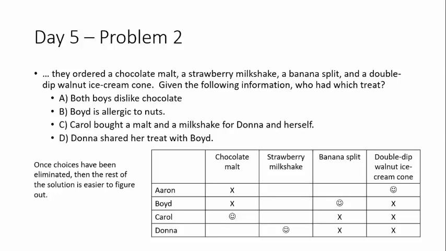We're told that Donna shared her treat with Boyd. Boyd doesn't like chocolate. So that means Donna would not have had chocolate, the chocolate malt. So Donna would have had the strawberry milkshake. And then that leaves the chocolate malt for Carol.